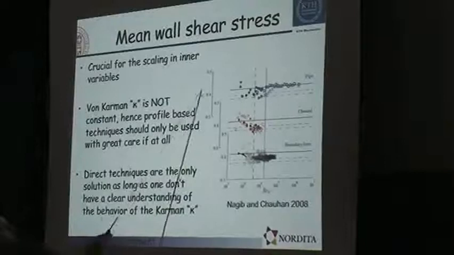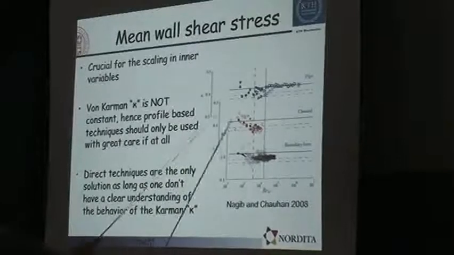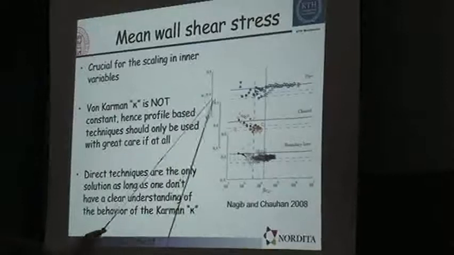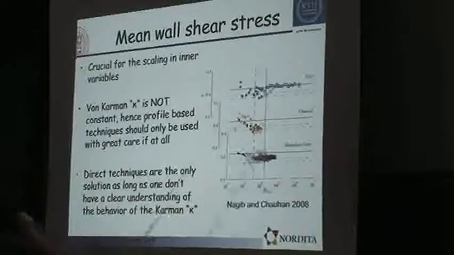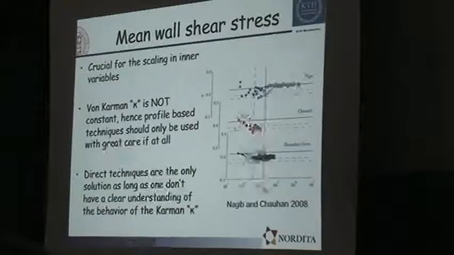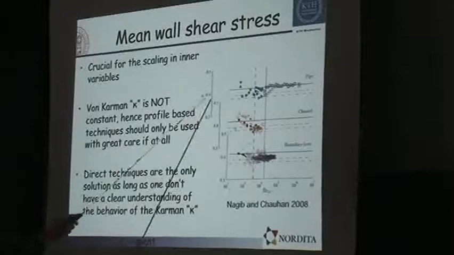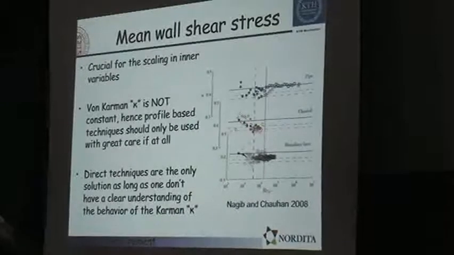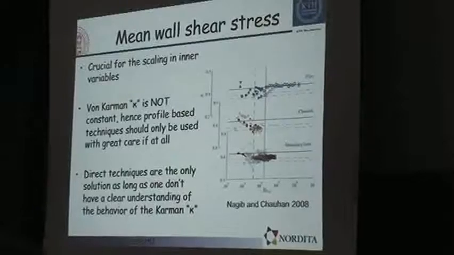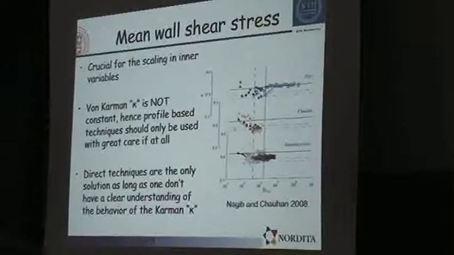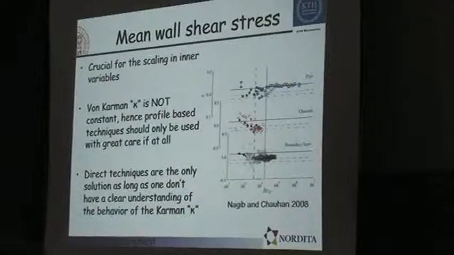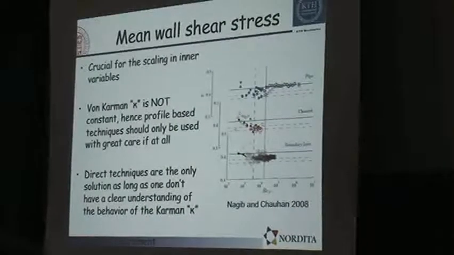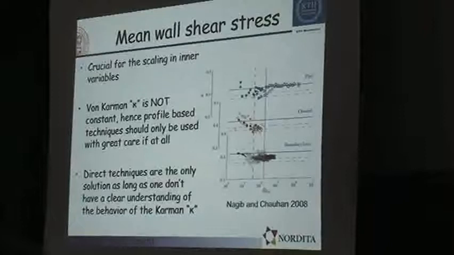This is this kappa constant for different flows: pipes, channel, and boundary layers. Now for pipes, it looks like it is fairly close to 0.4. If you look at boundary layers, it seems to be slightly lower. There's still a lot of debate about that. This is the reason why we don't want to use any profile-based technique, as you have to hypothesize that the kappa has a given value.